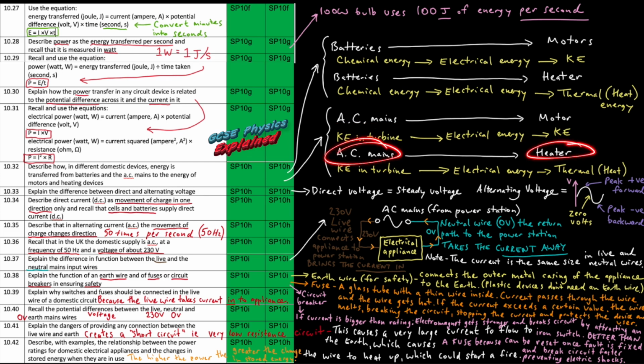Again, the mains, but this time powering a heater. Well, if it's worth 3, say kinetic energy in the turbine creates the electrical energy, and then that powers the heat from the heater.